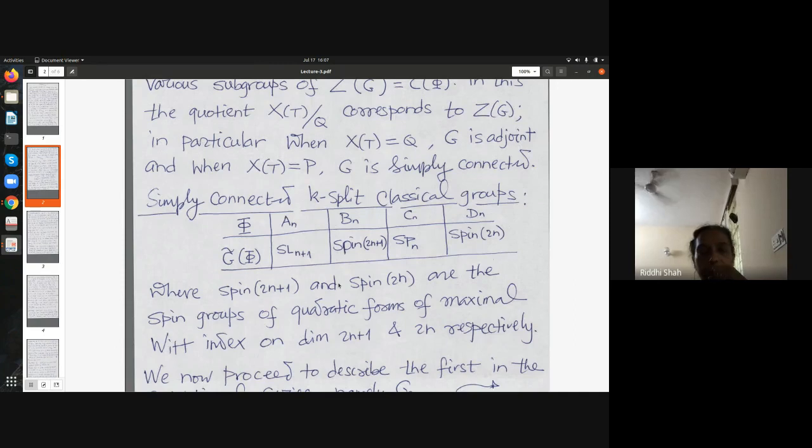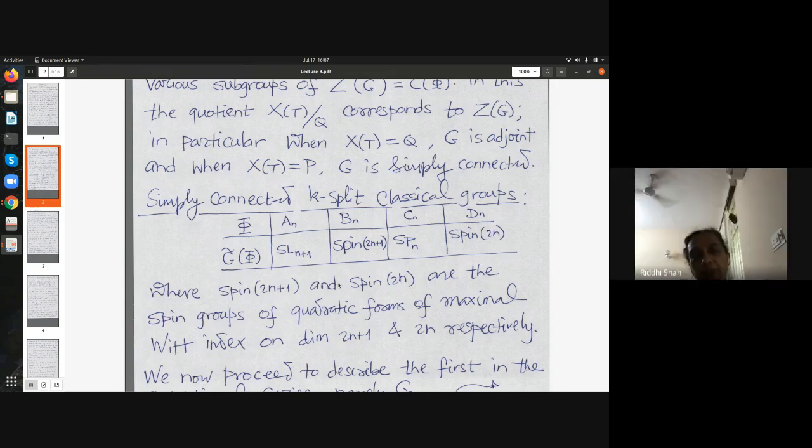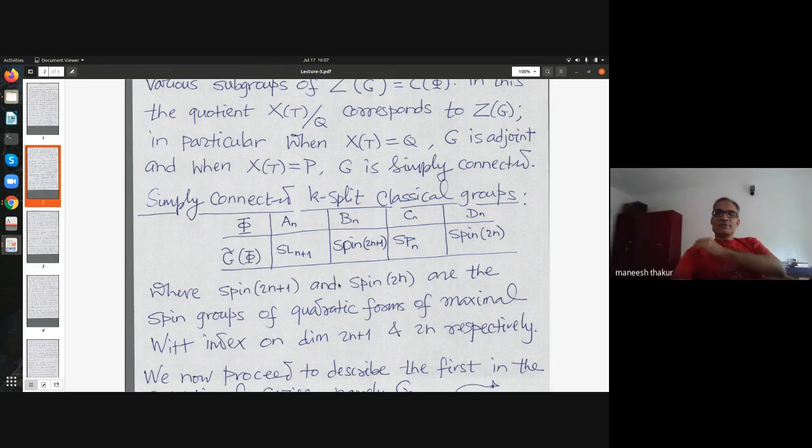Sorry, Manish. Yes. Simply connected means you take Zariski topology. Everything in Zariski topology here. No other topology known to me. We have an arbitrary field, so that is the only topology here.